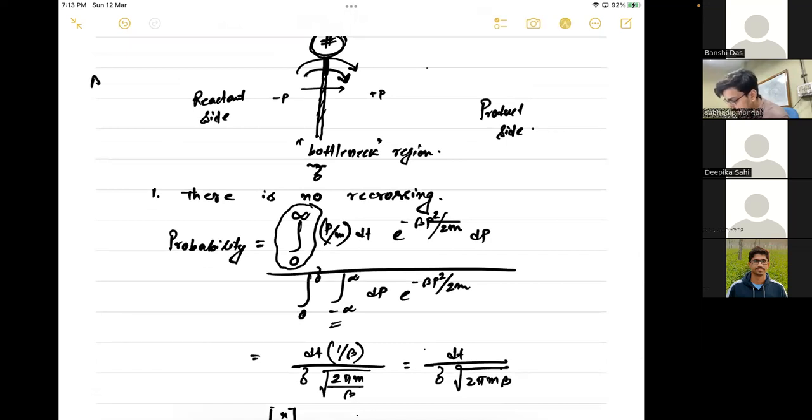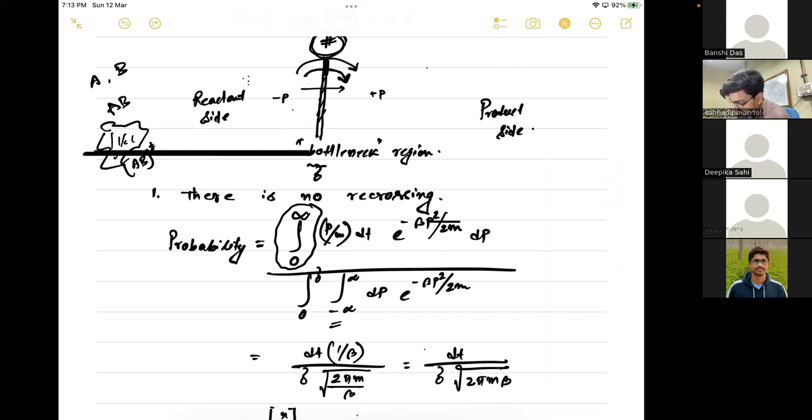Let's say the reactants were A and B. A and B will first come together and form a kind of activated complex. Let's say the activated complex will look like this, a complicated structure. This is, let's say, AB double dagger. Now there is a length scale, meaning this length. The length scale associated with that activated complex is delta.